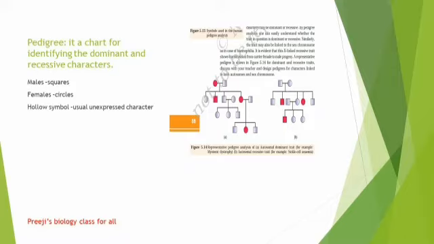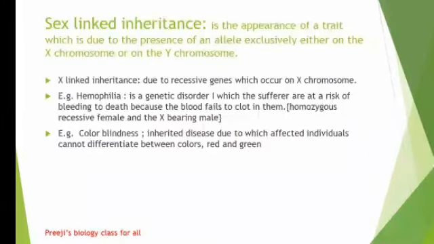Next is sex-linked inheritance. Sex-linked inheritance means the appearance of a trait which is due to the presence of an allele exclusively either on the X chromosome or on the Y chromosome. I will explain with an example. In human beings, you can see that males only are seen with mustaches and beard. Mustaches and beard are seen only in males, while in females they are not expressed. It shows that it is sex linked.